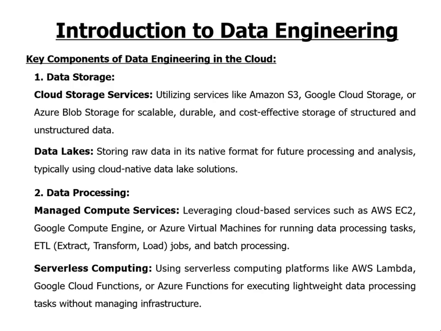So these data we need to store somewhere. Where can we store it? Amazon S3, Google Cloud, or Azure Blob Storage. These are cost-effective storage options for structured and unstructured data. A data lake is also one kind of data storage. We are storing the raw data in its native format. That is what a data lake is.